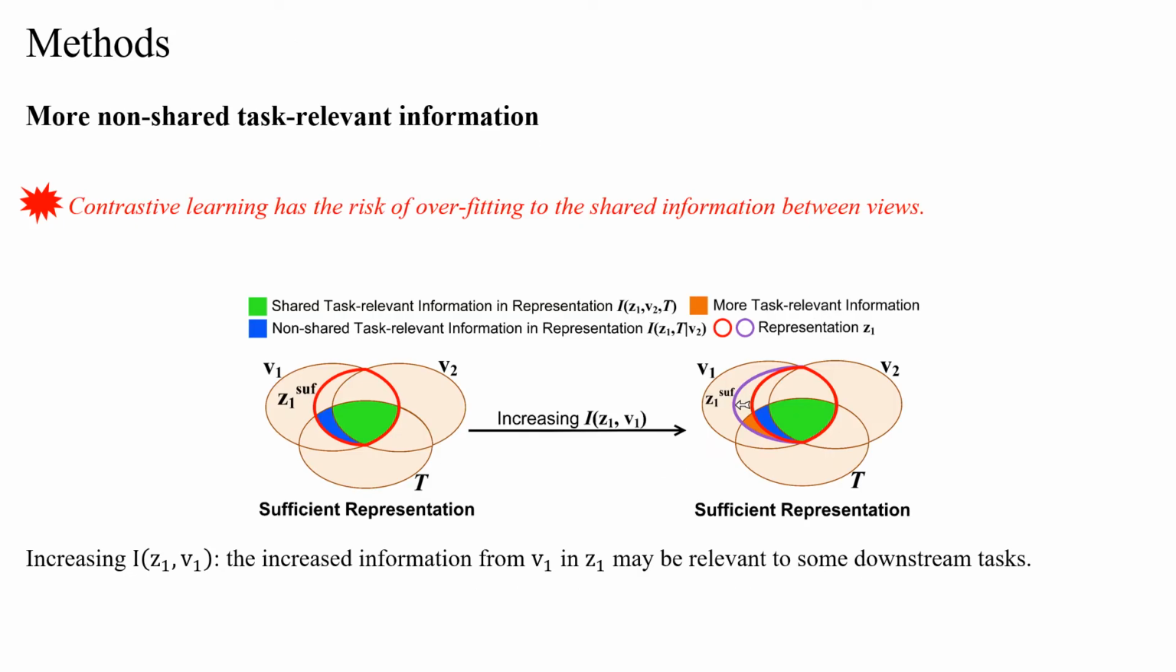From the above analysis, we found contrastive learning has a risk of overfitting to the shared information between views. So how to alleviate this problem? We propose to increase the mutual information between the representation and the input, because the increased information from the input may be relevant to some downstream tasks.